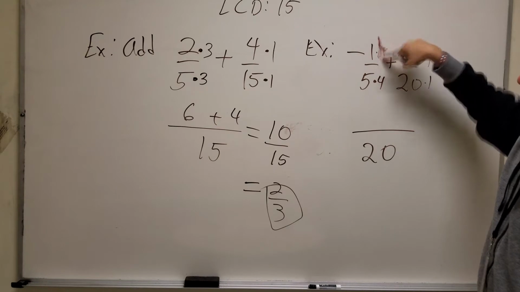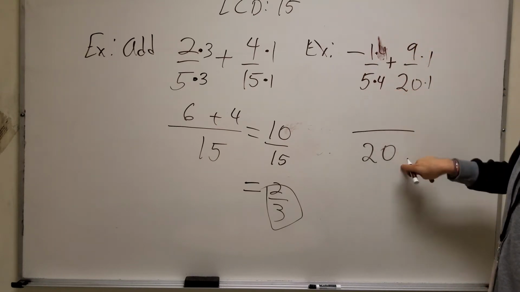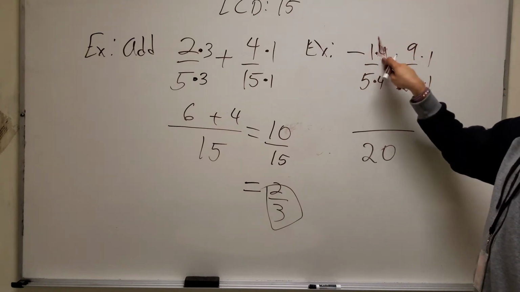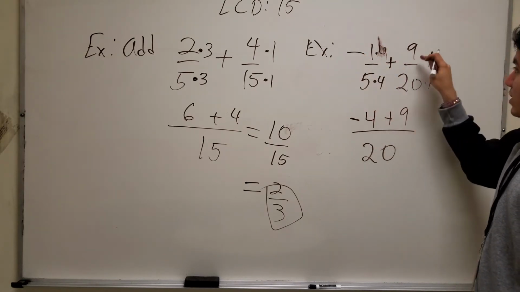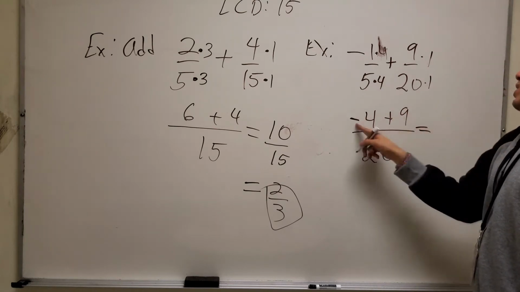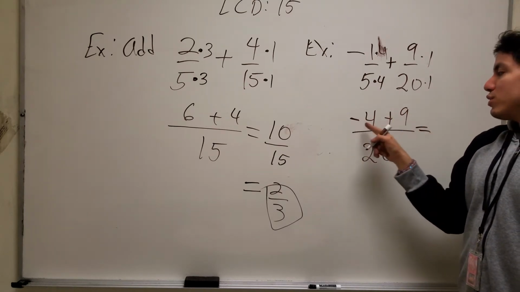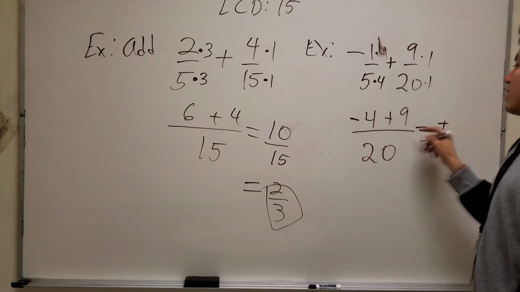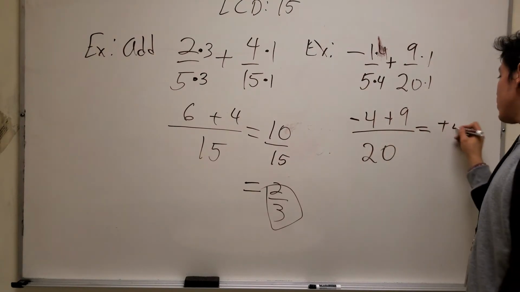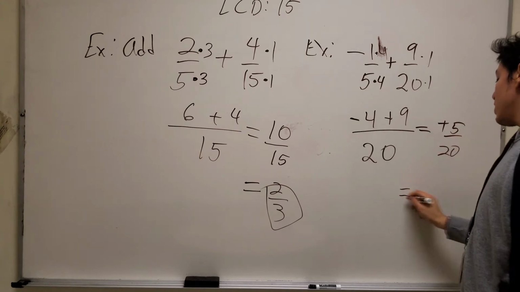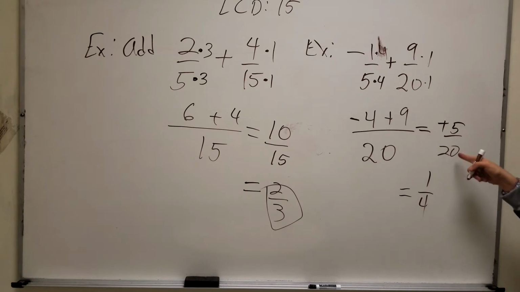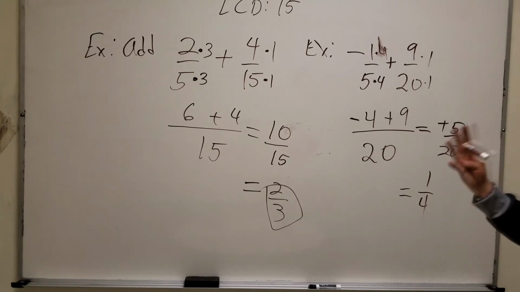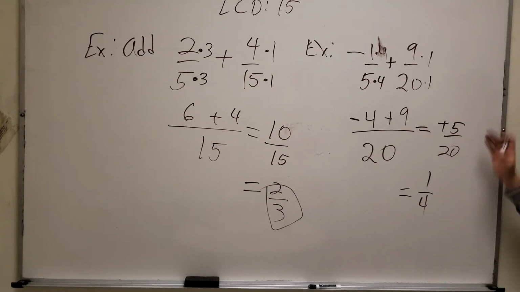This is a 4. 5 times 4 is 20. 4 times negative 1, so it's negative 4 plus 9, because 9 times 1 is 9. Remember, when you do this, you keep the sign of the bigger number, and then you subtract the number. So 9 minus 4 is 5 over 20. And I get 1/4 because 5 can be reduced once, and 20 can be reduced 4 times, because I'm using 5. Because that's the number that can go into both these two numbers.